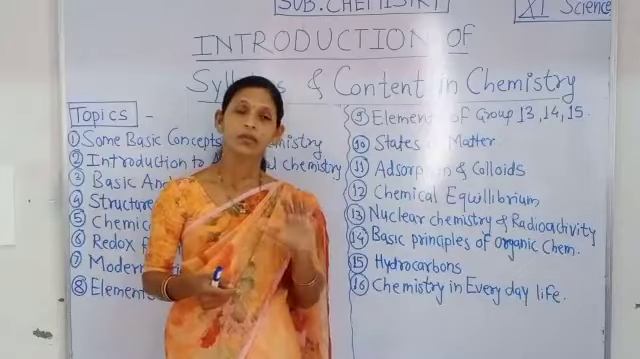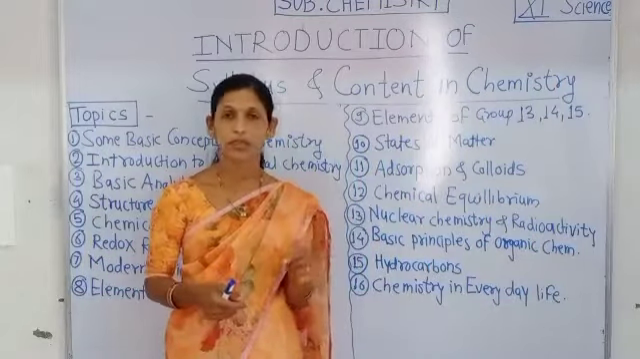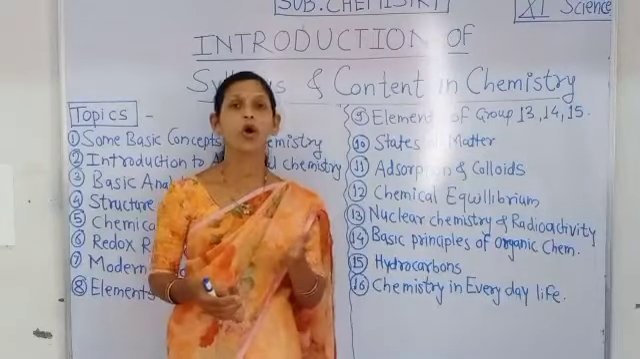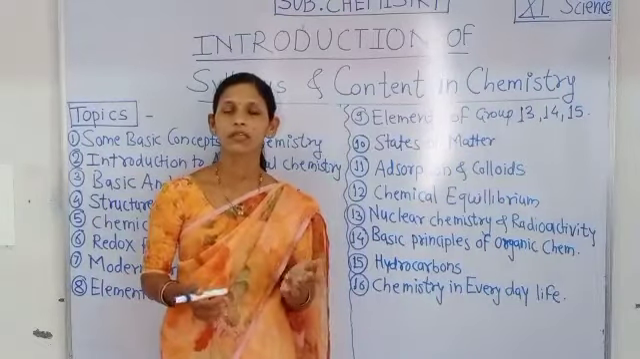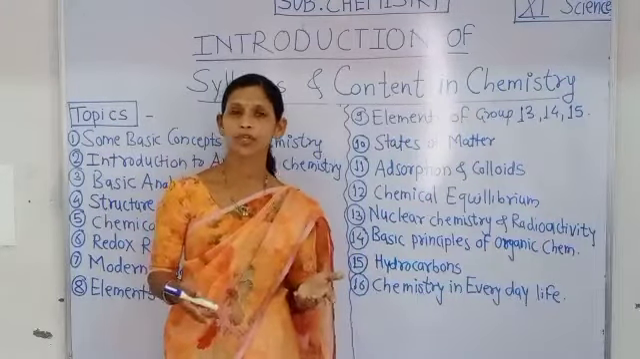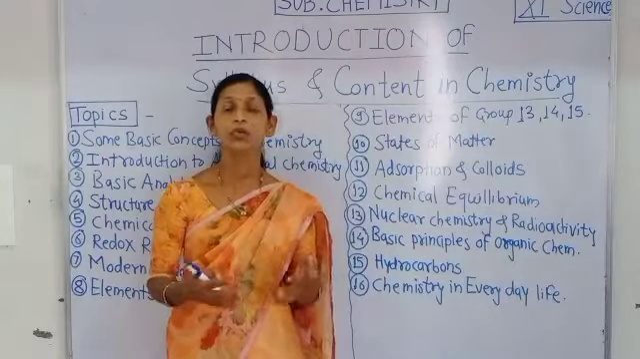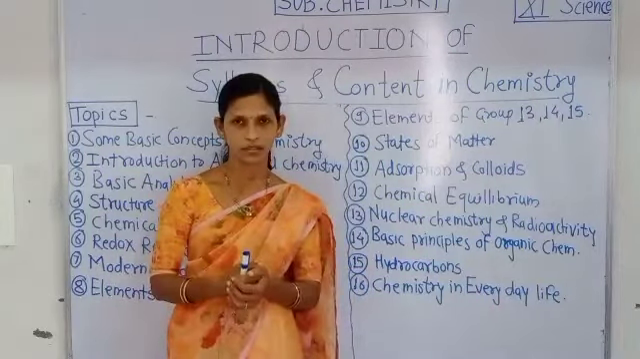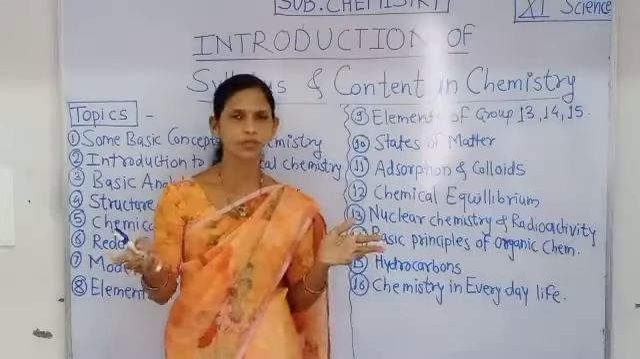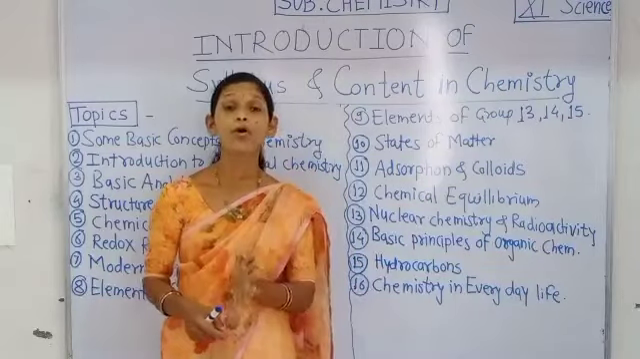Then those substances may be elements. Elements, the metals which you use, gold, silver, copper, zinc, those are the elements. Carbon, sulfur, phosphorus, oxygen, nitrogen, those are the elements. That means the substances are in different forms. It may be elemental form or compound form.